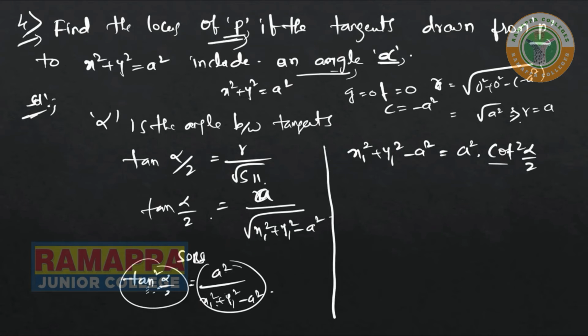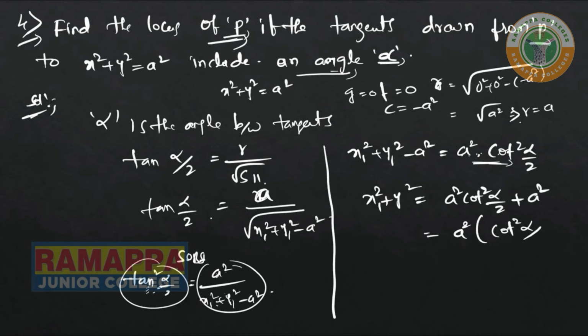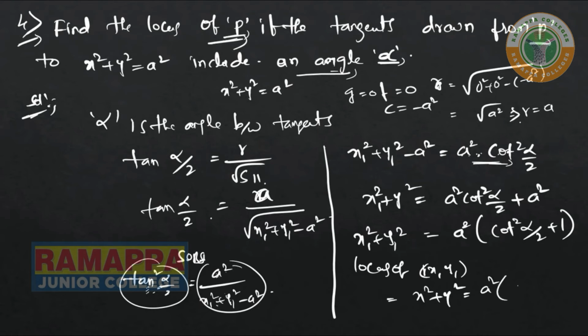So after that, I will bring a square to the right side and it will become multiplying. So a square into cot square alpha by 2 will come. So here x1 square plus y1 square is equal to a square cot square alpha by 2 plus a square, which is a square into cot square alpha by 2 plus 1. So x1 square plus y1 square is equal to this value. Now the locus of x1, y1 is x square plus y square is equal to a square into cot square alpha by 2 plus 1. That is the answer here.